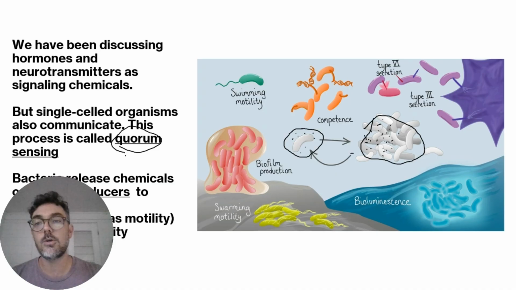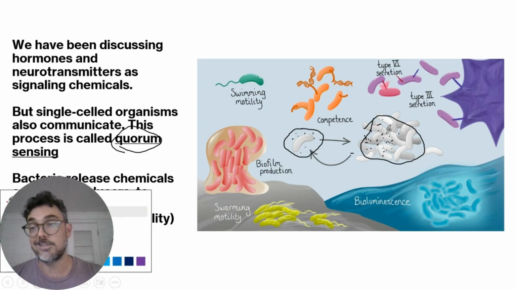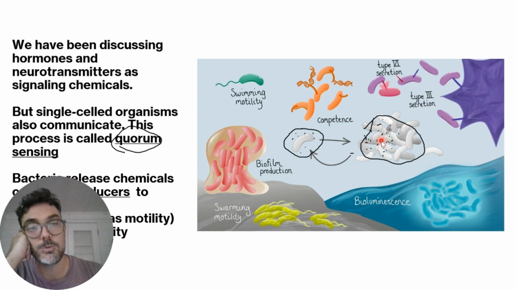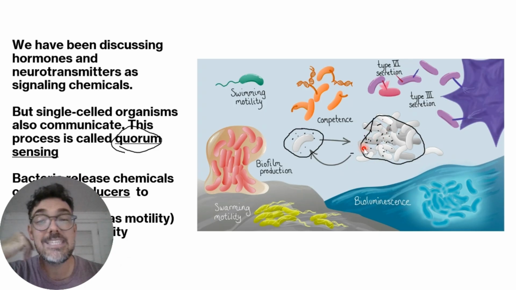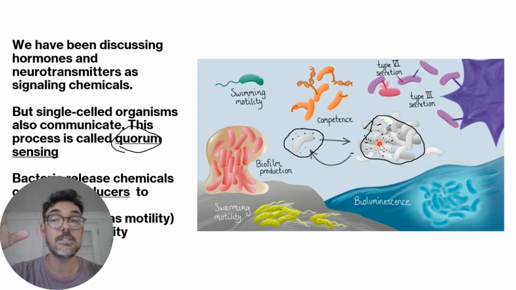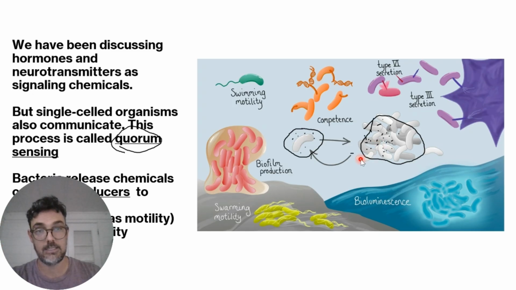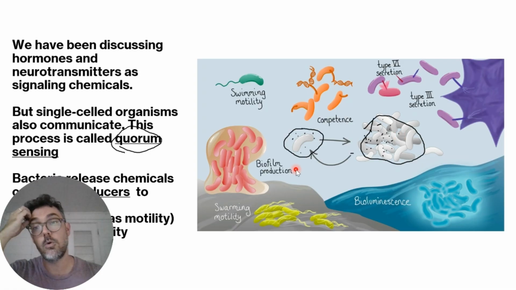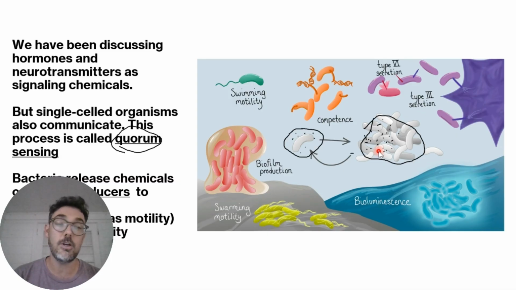So once we reach the quorum, now suddenly we are at a point where this population is dense enough. We've reached the quorum, and therefore we have enough chemicals being released that they cause a response. This is called quorum sensing. We've hit the required number of individuals to make enough chemicals to cause a response. And so quorum sensing will cause the bacteria to respond as a group, which is very, very cool.